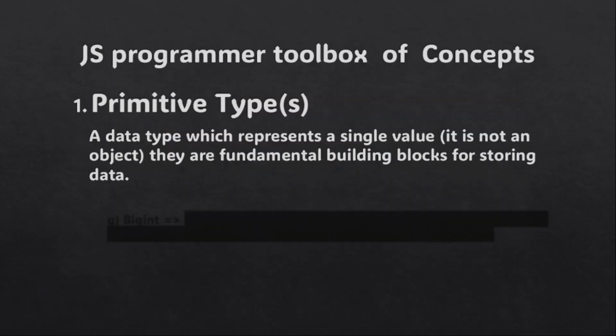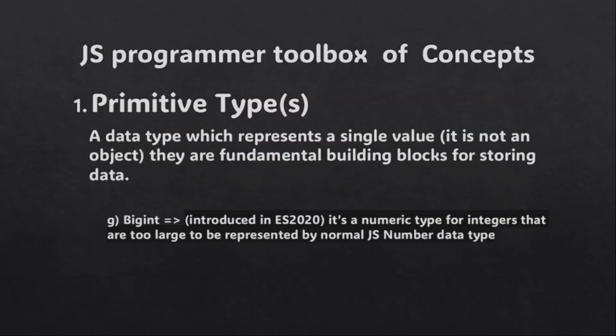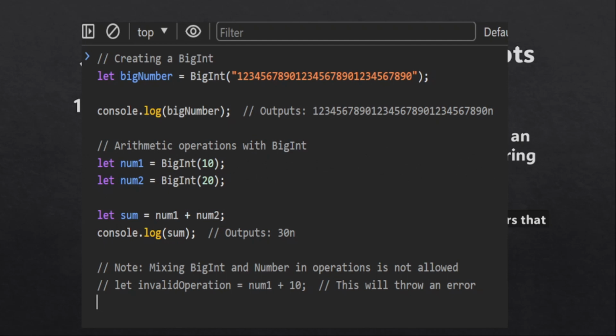And then the last one, the seventh one we have, is big int. If you want to use JavaScript to calculate large numbers and get precision, you can use a big int instead of the number data type.